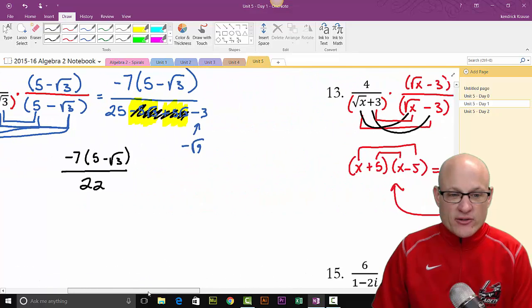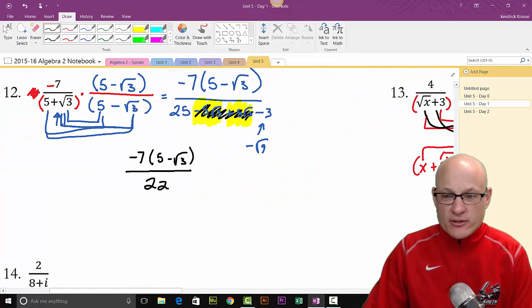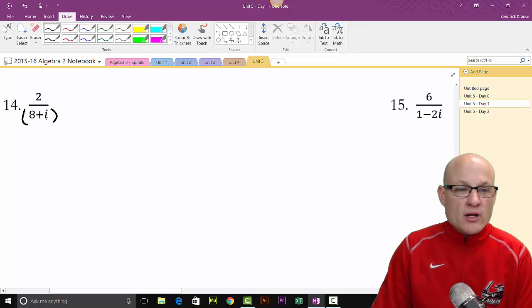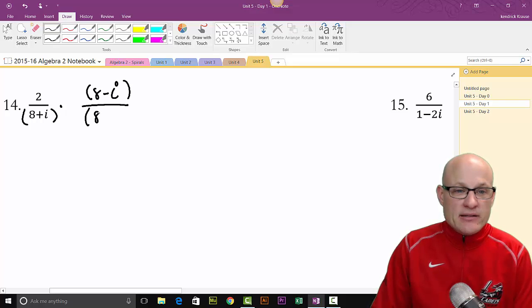Same thing with imaginaries, except it's a little bit trickier. Not much, a little bit trickier. We're going to multiply by the conjugate, 8 minus i. There is one small tricky part of this. So we're going to multiply.